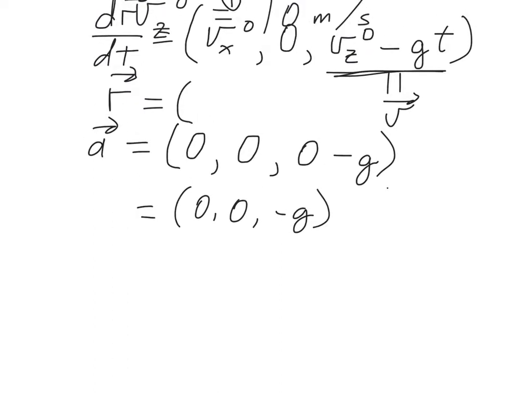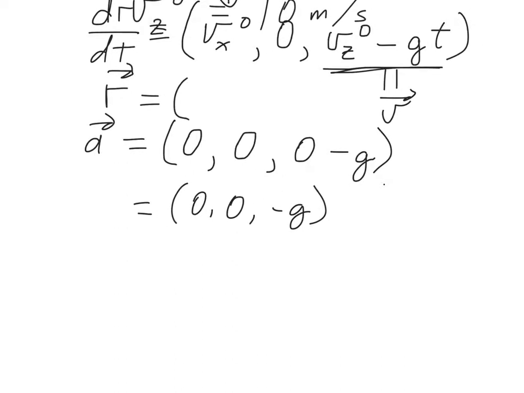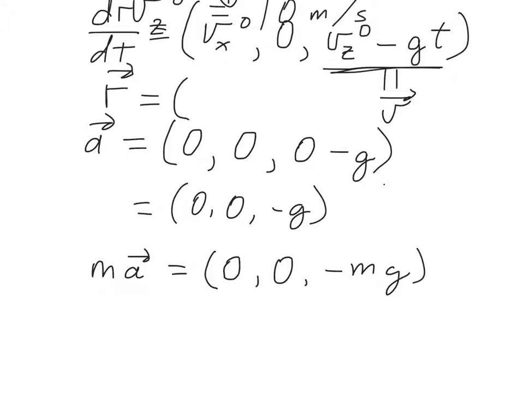Then I ask, what is mass times acceleration? Multiply mass by each of these components: 0, 0, minus mg. And that's the original assumed equation for the force acting on this particle. So I have shown that this solution satisfies Newton's equations.